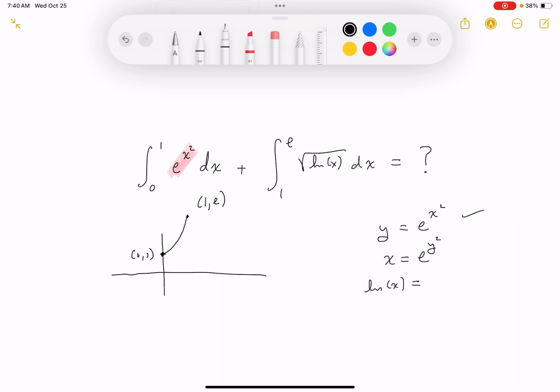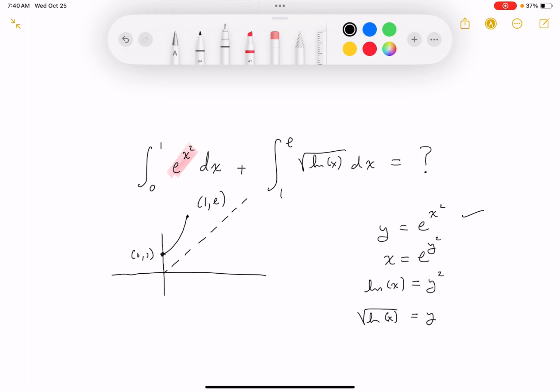So what do I get over here? I would just get y squared. And then I could solve for y. Looking at the interval, y would just equal the square root of ln x. So then I got a picture.